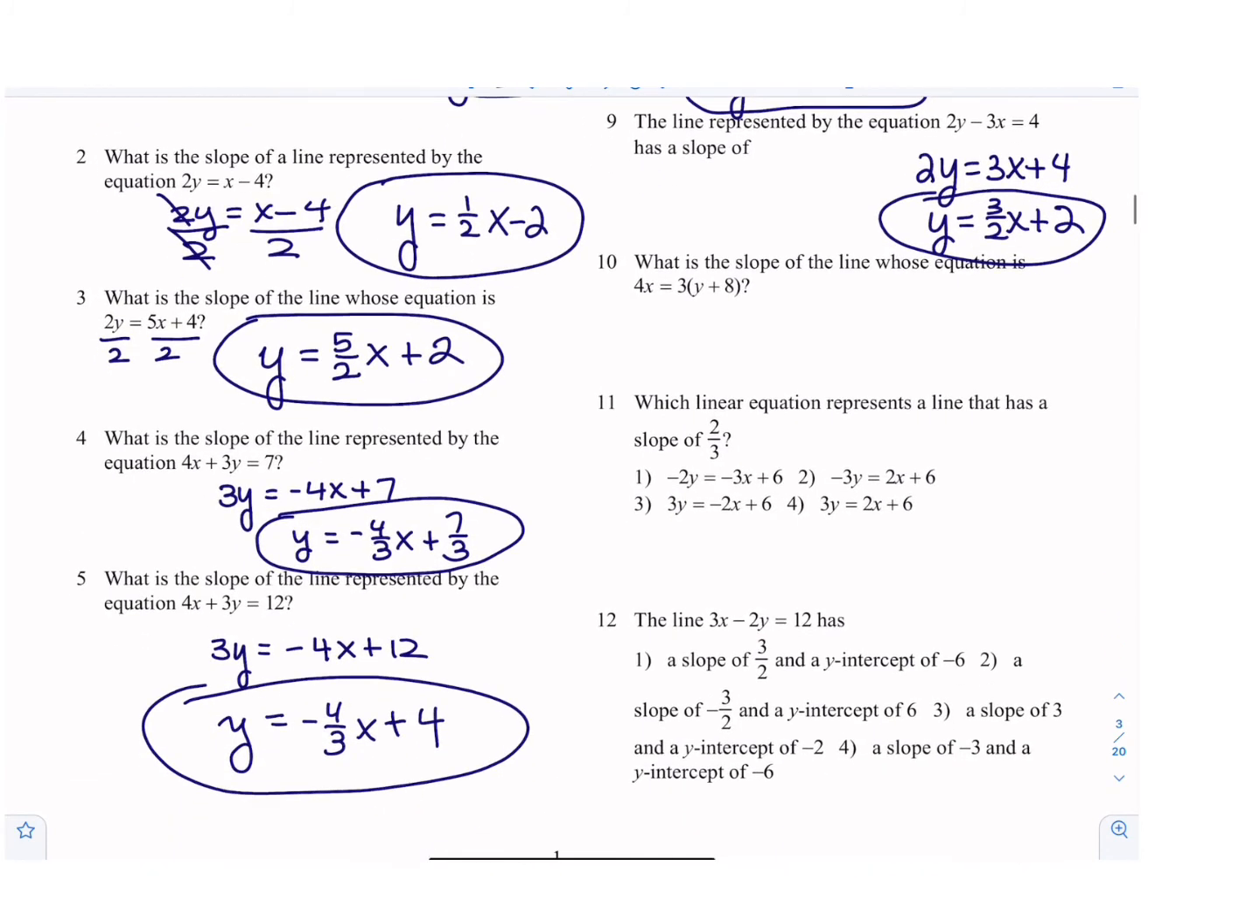For number 10, I'm going to divide both sides by 3. And what we get there is just y plus 8 on one side and 4/3 x on the other. I'm going to subtract 8 then to the other side, getting the y by itself. So 4/3 x minus 8 equals y, or swapping that around, y is equal to 4/3 x minus 8.